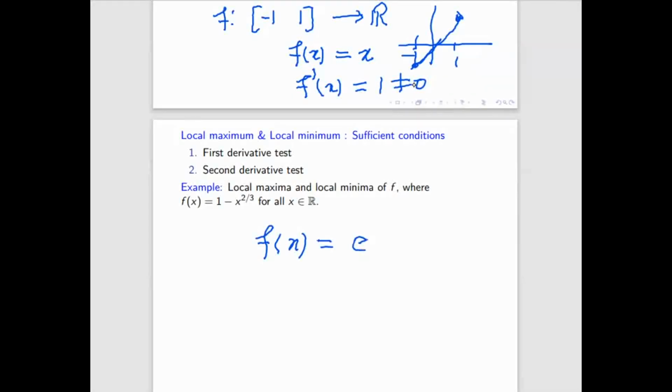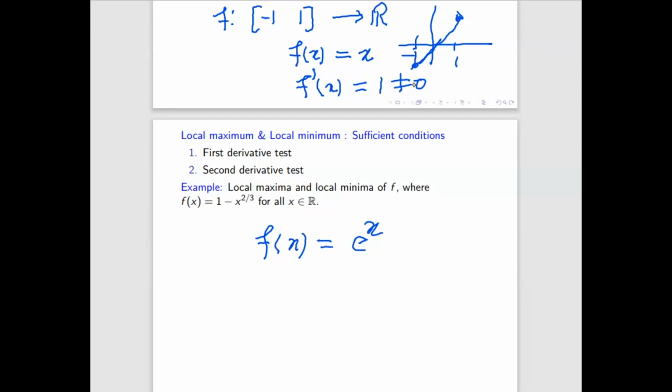Let me give one more example. A very easy example, exponential x. Where is the maxima, where is the minima? Differentiate and tell me the point where it has a maximum. What is the interval? It is from R to R, the whole real line. The graph of the exponential function, whole real line.